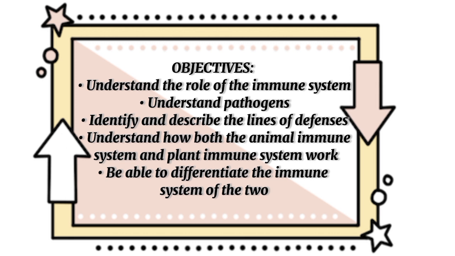But before we start, let me read our learning objectives first. Here, we need to understand the role of the immune system, understand pathogens, identify and describe the lines of defense, understand how both the animal immune system and the plant immune system work, and be able to differentiate the immune system of the two, which are the animal immune system and the plant immune system.